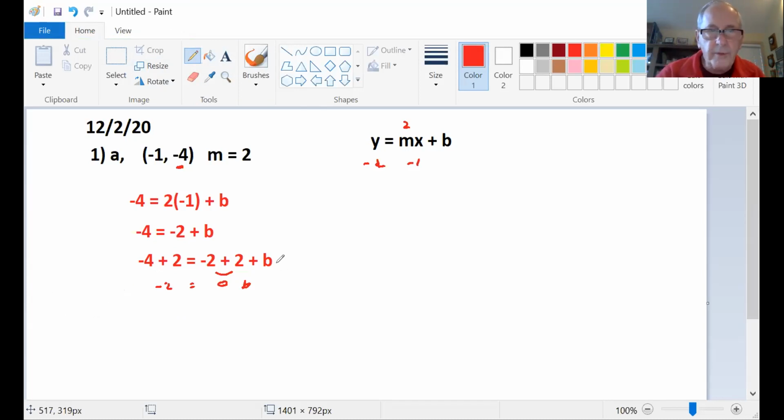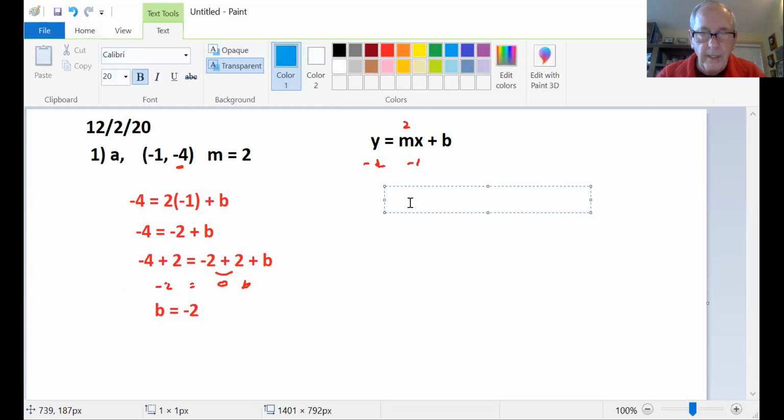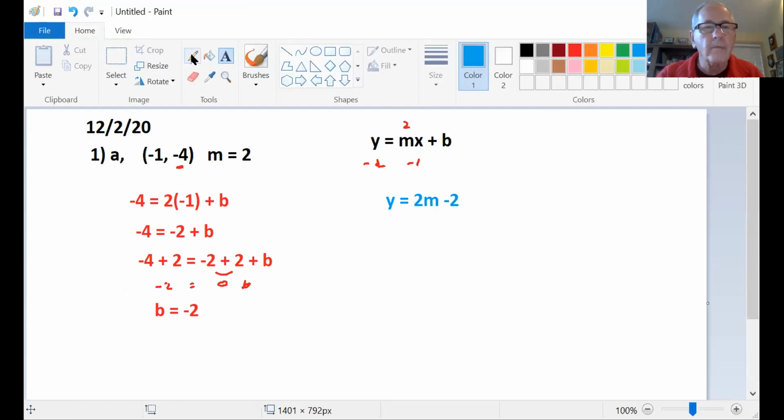Okay, that's all we're doing there. We're just solving for b. So when the dust settles, b is equal to -2. Now we can go back to this original equation up here and write our linear equation. We put it in terms of y is equal to 2x, because that's the slope, and the intercept is -2. So that ends up being your answer.